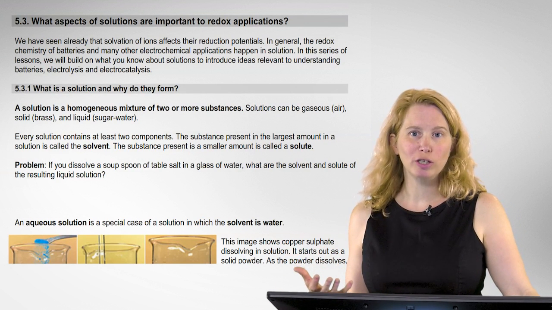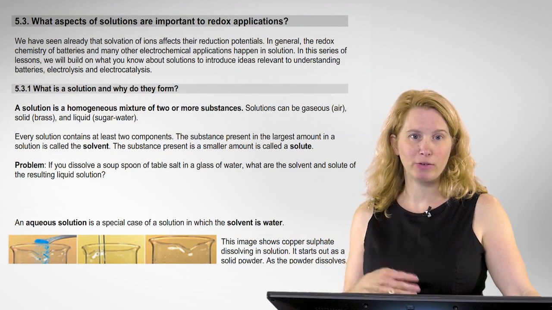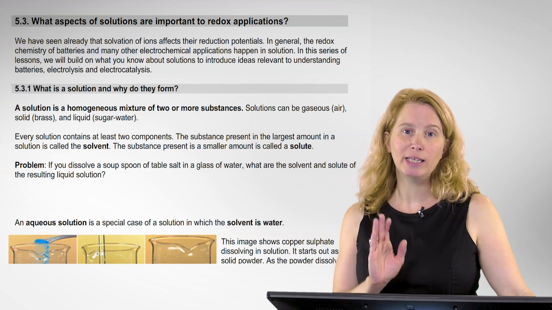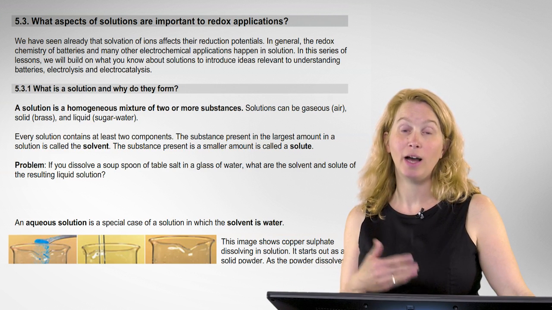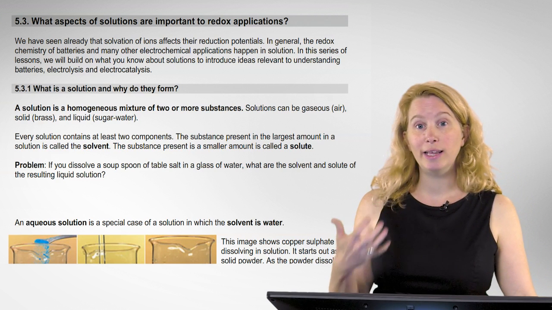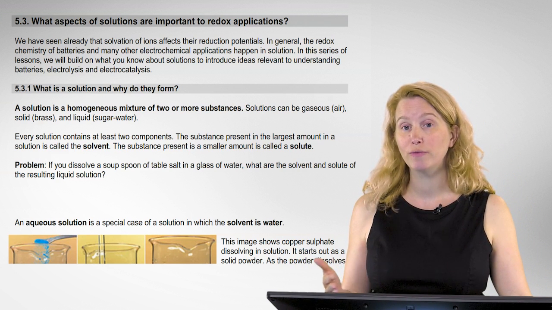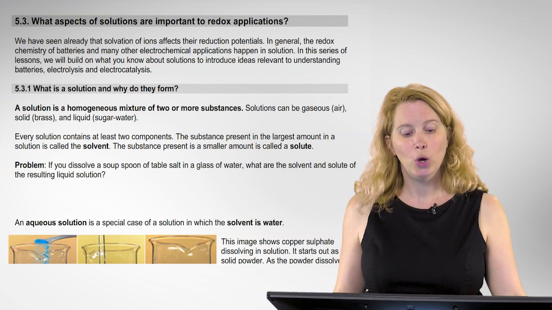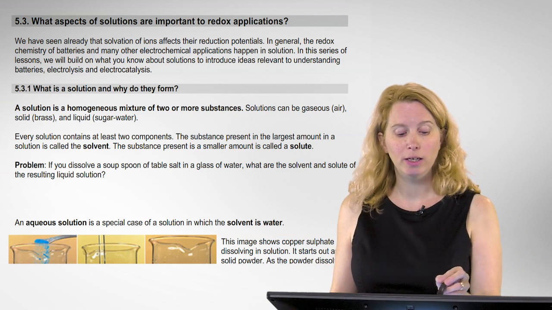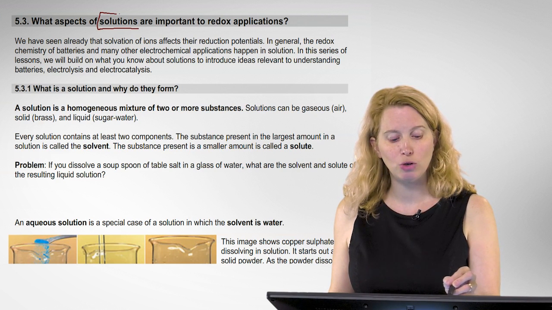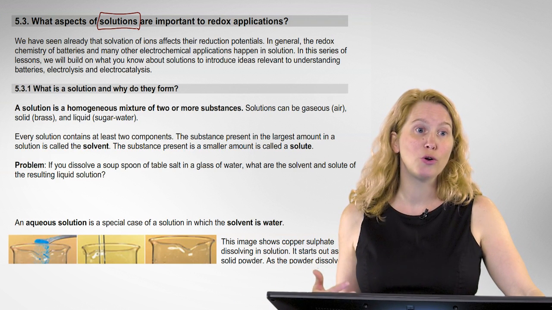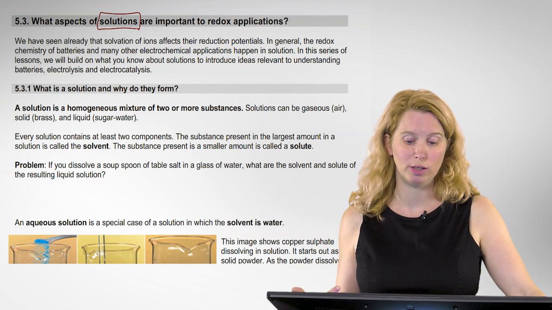So when we first started to look at batteries, we talked about the fact that batteries have three components: the two electrodes, the cathode and the anode, as well as the electrolyte that provides ionic conductivity between the two electrodes. That electrolyte in the middle can have a lot of different chemical identities. One type of electrolyte that's very common in batteries is a so-called solution. And so for the next several lessons, we're going to focus on some of the basics of solutions.